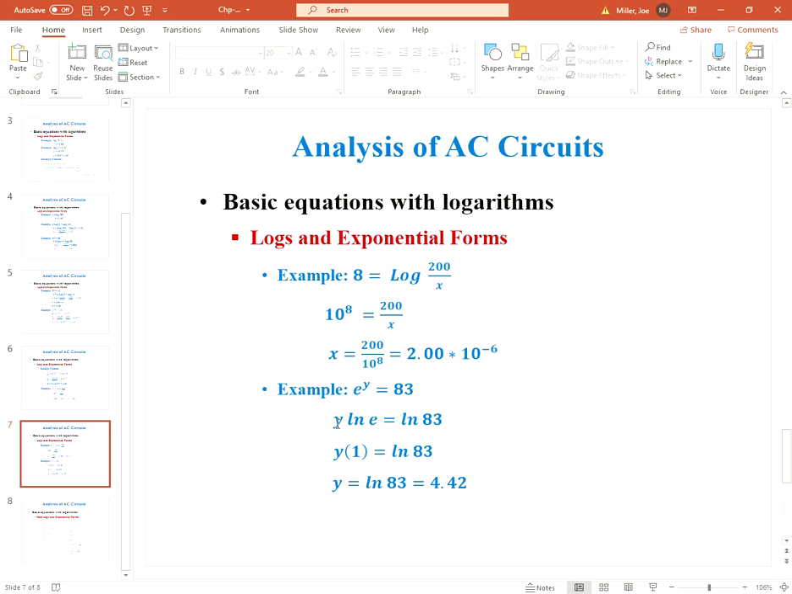Now, the natural log of e is 1, so you're left with y, and you've got natural log of 83. Take the natural log of 83, and that gives you 4.42, so y equals 4.42.